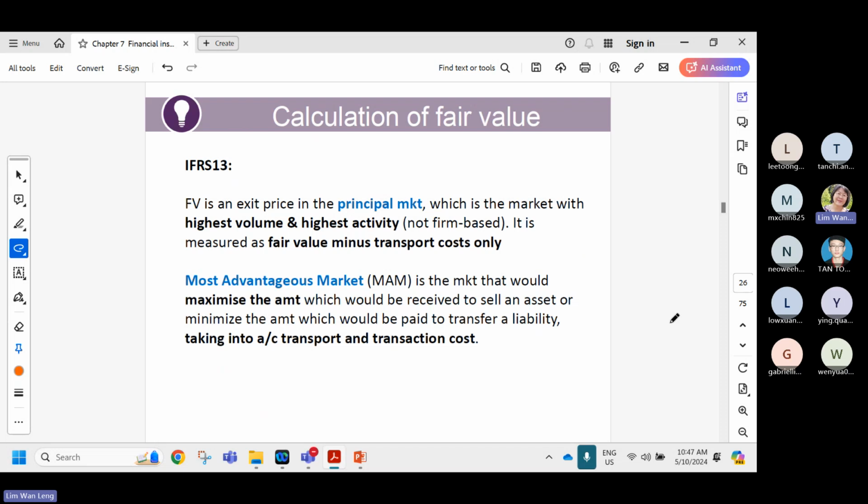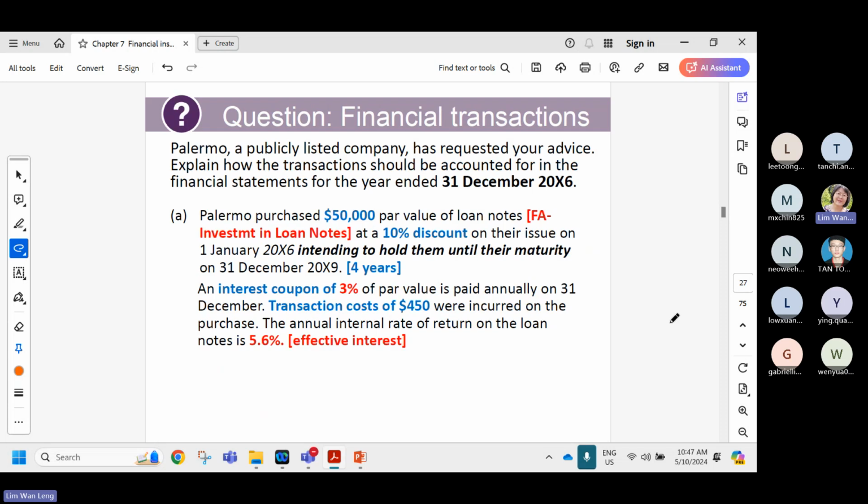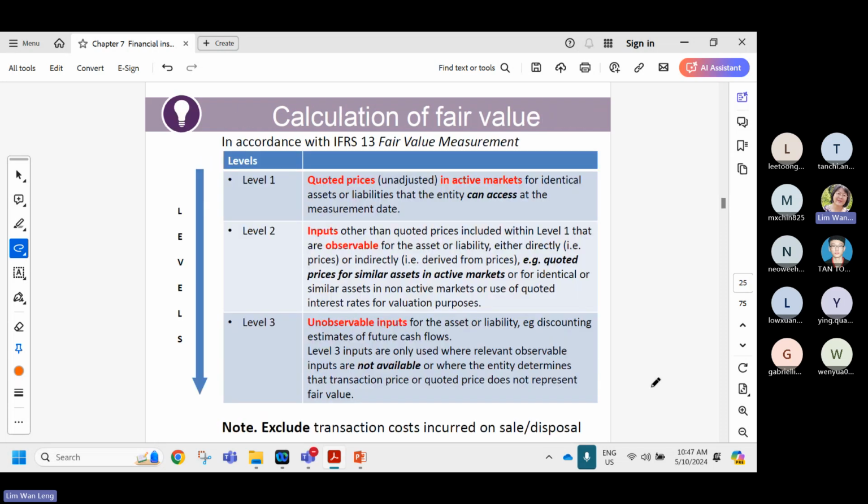from the standard. Number one, what's the definition of fair value? And then principal market, most advantageous market. And what's the so-called accounting treatment with respect to transaction costs, with respect to transportation costs. So that's about all with respect to IFRS 13.